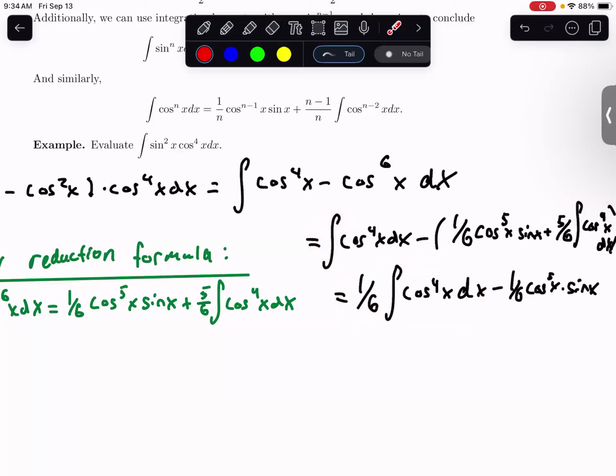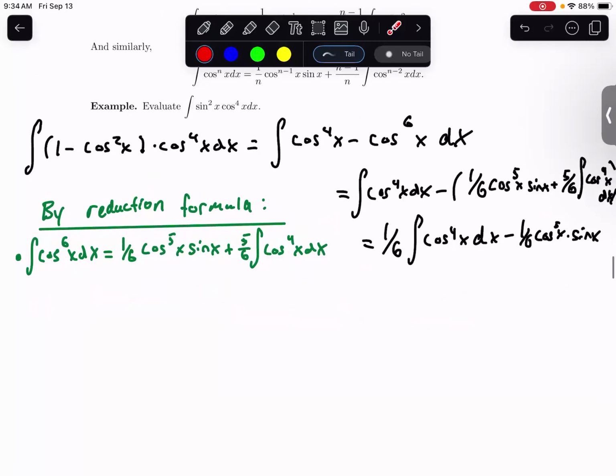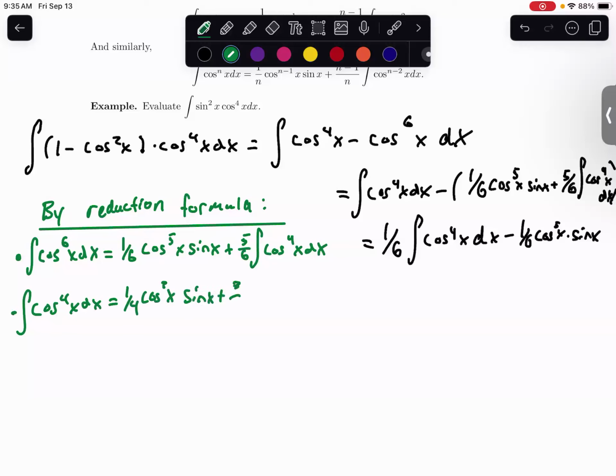Okay, and so all that's left is just applying the reduction formula twice. We need to apply the reduction formula to cosine to the fourth power. That would look like the following. So the integral of cosine to the fourth power of x dx will be equal to 1/4 times cosine cubed x times sine of x plus 3/4 times the integral of cosine squared of x dx.